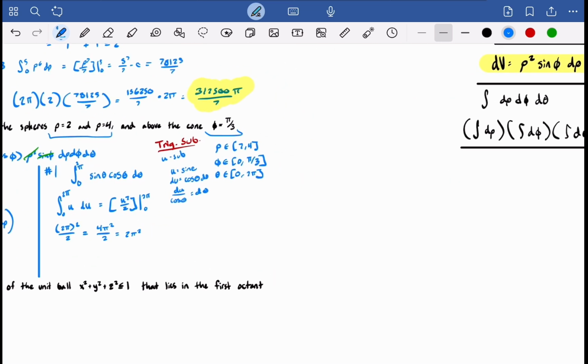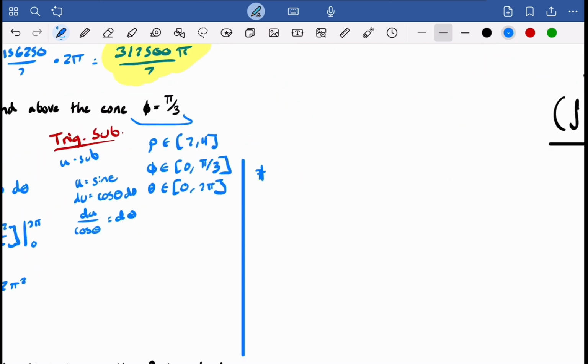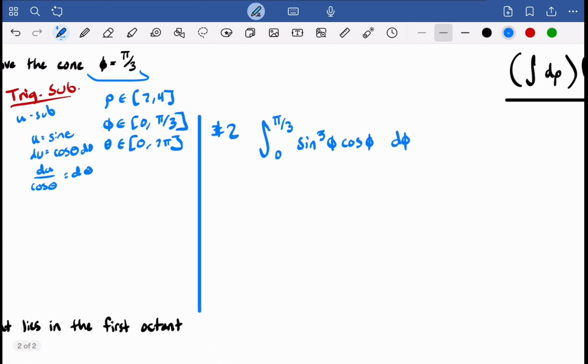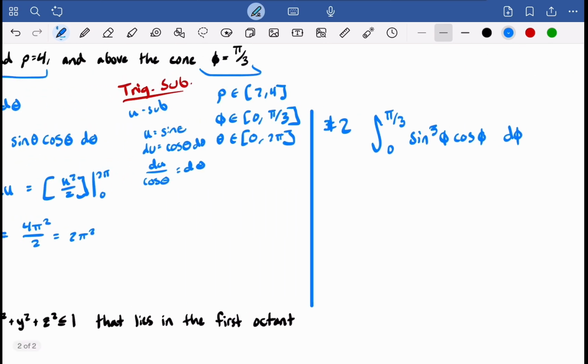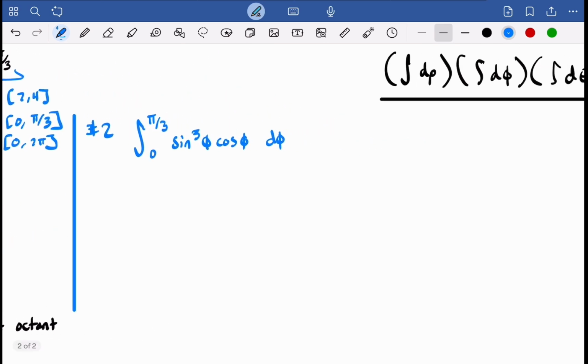Now we can go over here and we're going to solve for number 2, which we said was the integral from 0 to pi over 3 of sine cubed phi cosine phi d phi. And what we have to do from here is we could do another u sub, but I think trig sub is going to be the best method here.